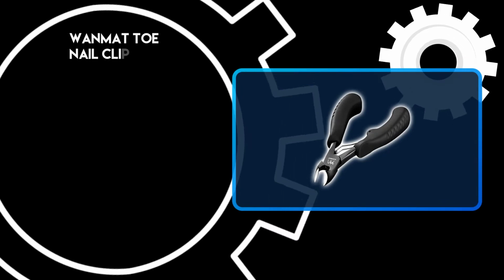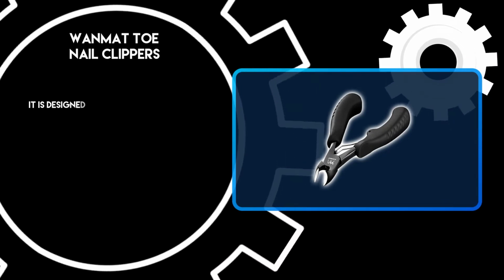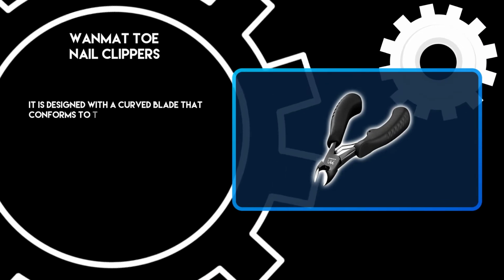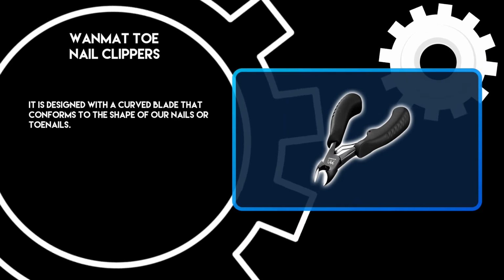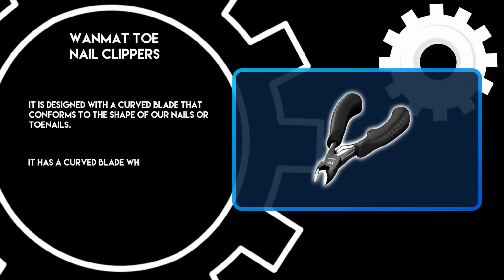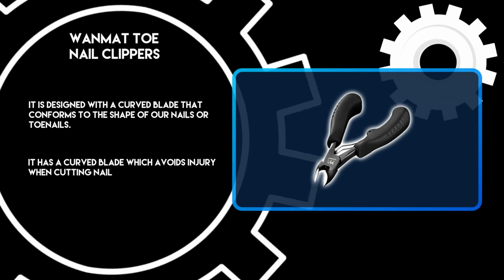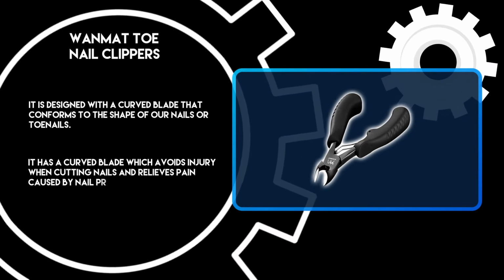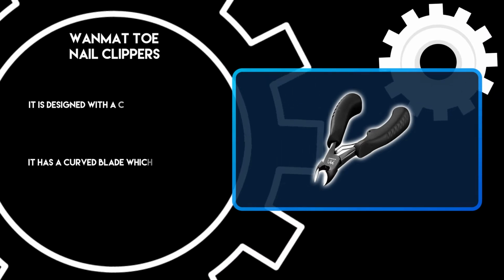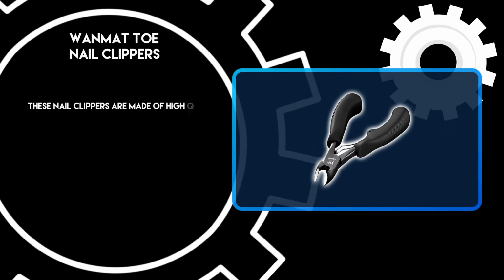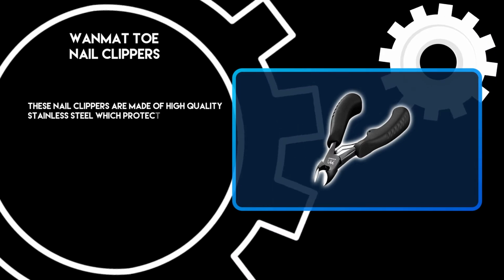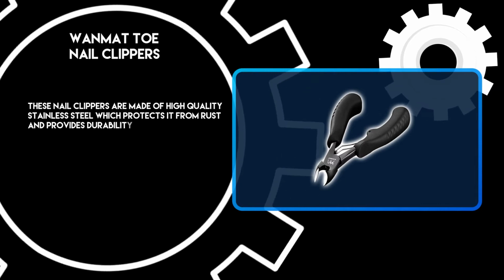At number 2. WANMAT Toenail Clippers. It is designed with a curved blade that conforms to the shape of our nails or toenails. It has a curved blade which avoids injury when cutting nails and relieves pain caused by nail problems. These nail clippers are made of high-quality stainless steel which protects it from rust and provides durability.